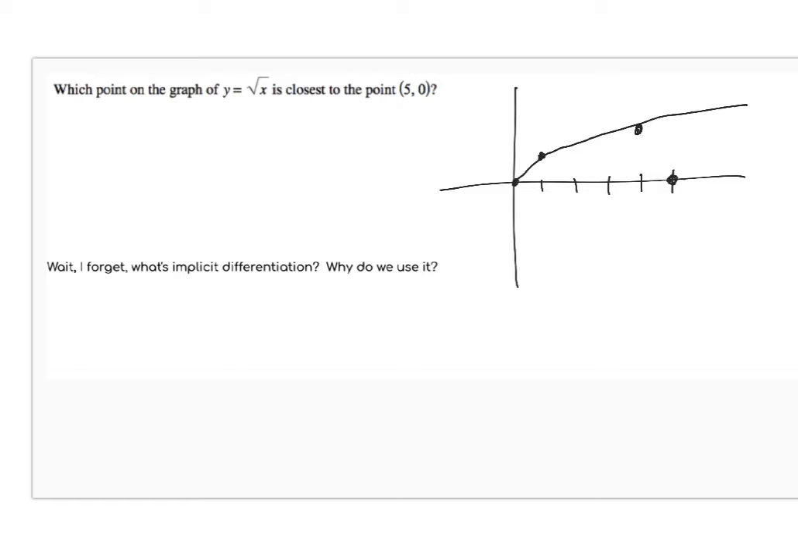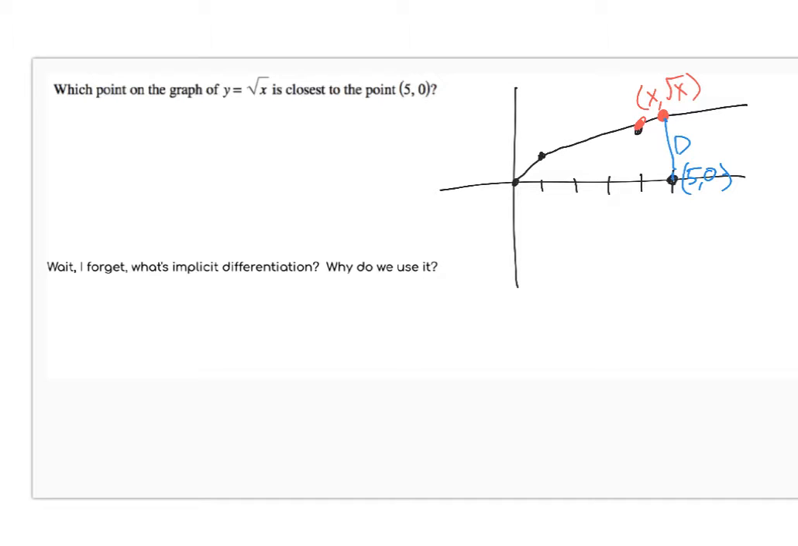All right. The points here, and I'm just going to use some arbitrary point that I think will be pretty close. I'm going to call this (x, square root of x). And our goal is to figure out the distance between that and the point (5, 0).